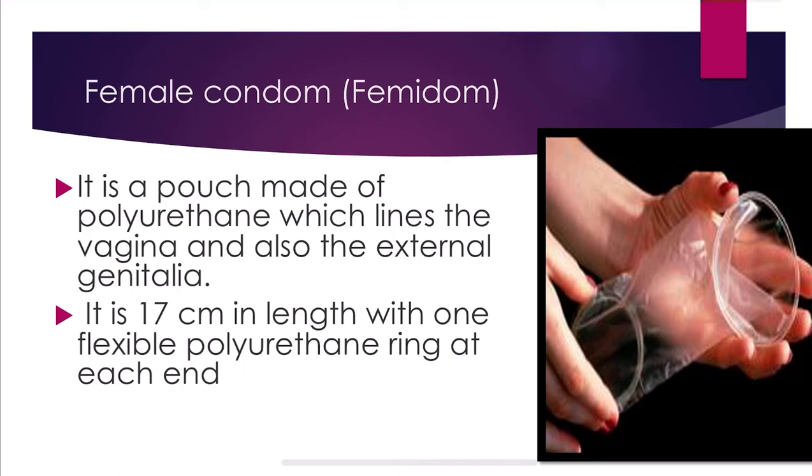It is a pouch made up of polyurethane. You see the picture here? It lines the vagina and also the external genitalia. The length of a female condom is 17 centimeters, with one flexible polyurethane ring attached at each end of the pouch. So what is a female condom? It is a pouch, 17 centimeters long, made up of polyurethane. It lines the vagina and the external genitalia. It has one ring at each end.